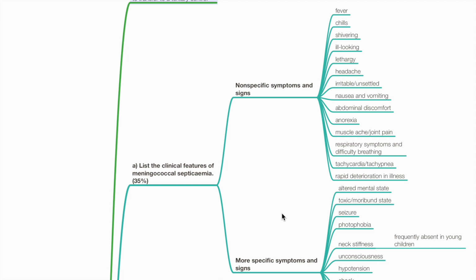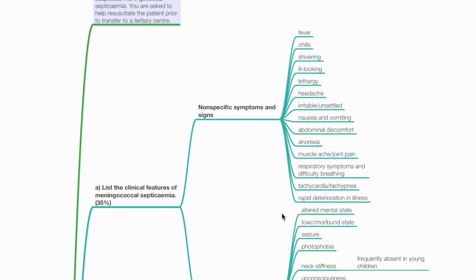Non-specific symptoms and signs include fever, chills, shivering, ill-looking child, lethargy, headache, the patient being irritable or unsettled, nausea and vomiting, abdominal discomfort, anorexia, muscle ache, joint pains, respiratory symptoms, shortness of breath, tachycardia, tachypnea, and rapid deterioration in illness.